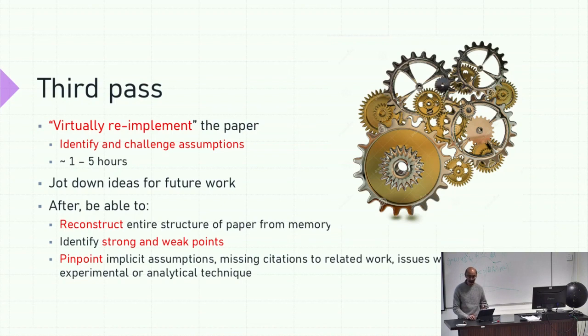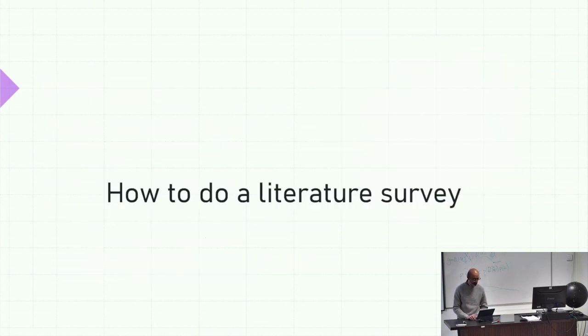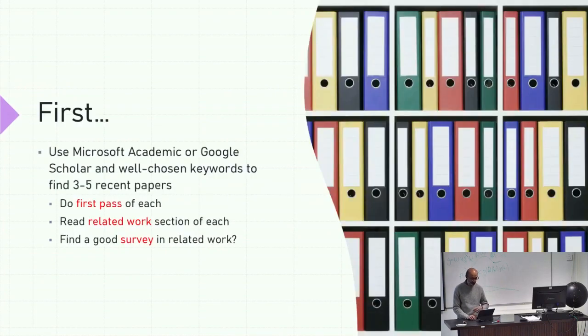So I'm going to just go through the slides and then answer questions before the power runs out on this one. So how do you use this for literature survey? First, you want to choose some keywords and some recent papers to do a first pass on each of them, and that allows you to find related work sections and see if they're citing any survey. If they've already cited a survey, that's great, you're done, you found your survey, right?